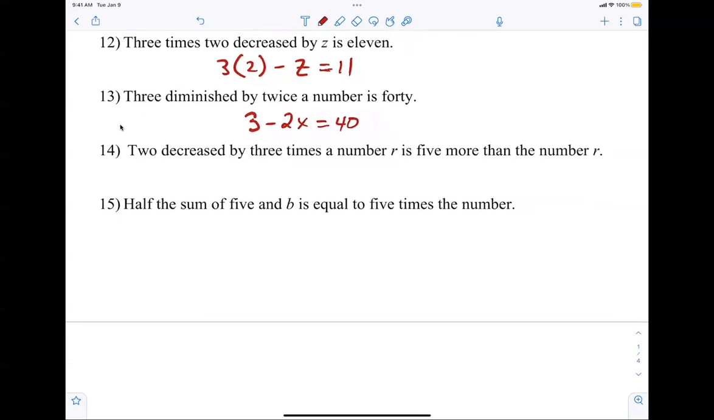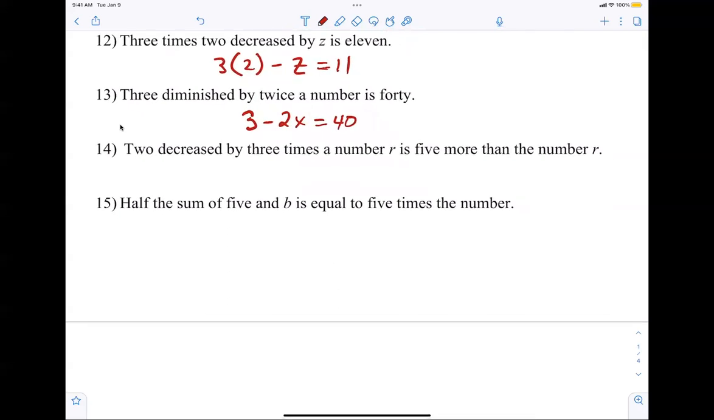Okay, Oliver. So, oh, no, 150. Okay. 2 decreased by 3 times the number. Okay, 2 minus 3r equals r plus 5. Oh, sorry, I keep on saying it wrong. 2 minus 3r equals r plus 1. Thank you. Yeah. Again, slow down. Okay, good for you.